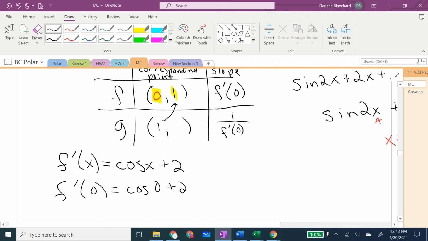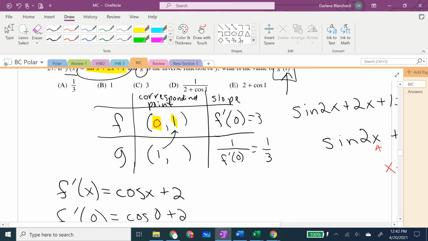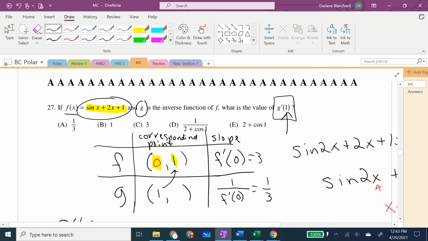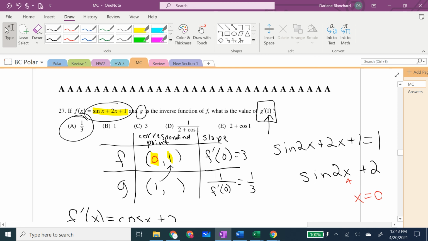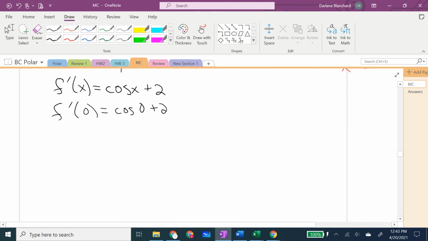And you are expected to be quick on cosine of 0 is 1. 1 plus 2 is 3. Reciprocal of 3 is 1/3. Be careful of making the accidental error of thinking negative reciprocal, because that's for perpendicular. These are not perpendicular. These are reciprocals.